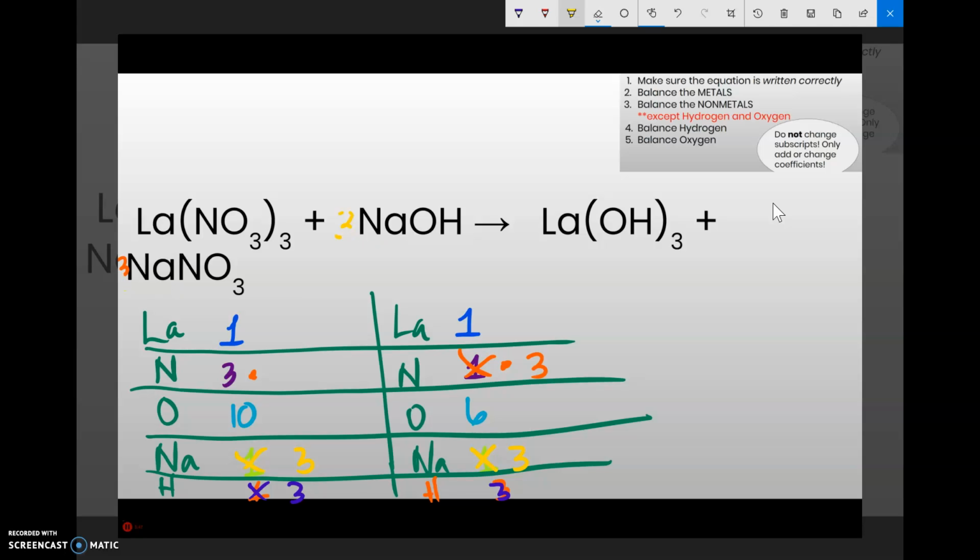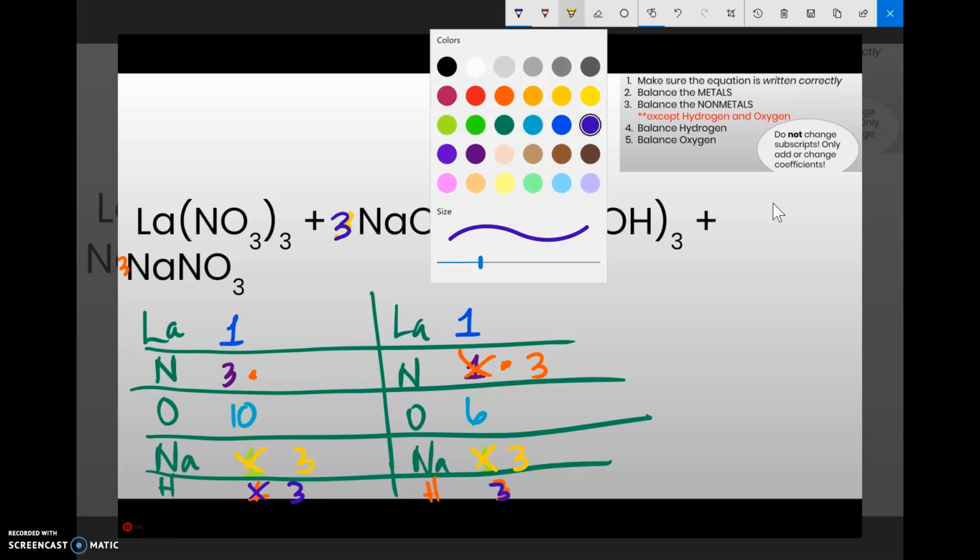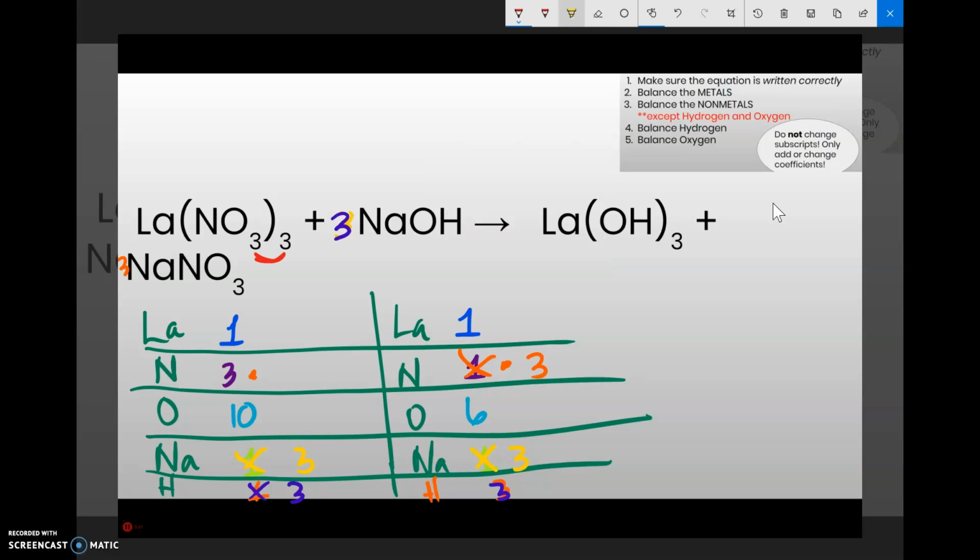Oopsie. Keep that 3 there. Okay, now let's check our oxygen. So on our oxygen, we've got 9 here. 3 times 3 is 9. Plus now we have 3 here. So let's change our oxygen on the reactant side to 12.